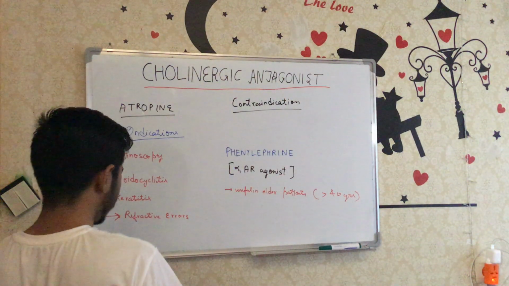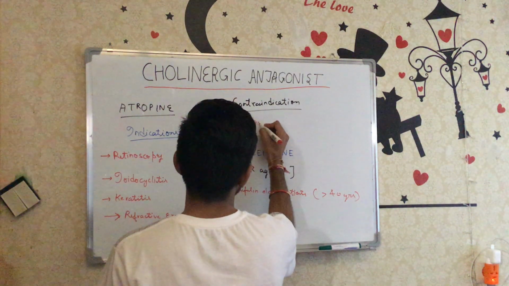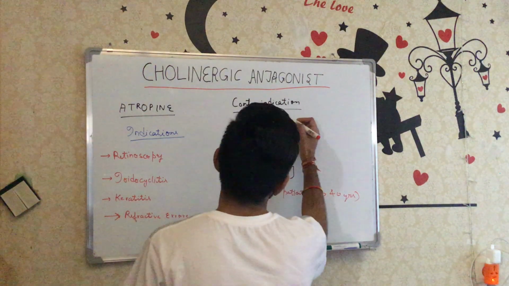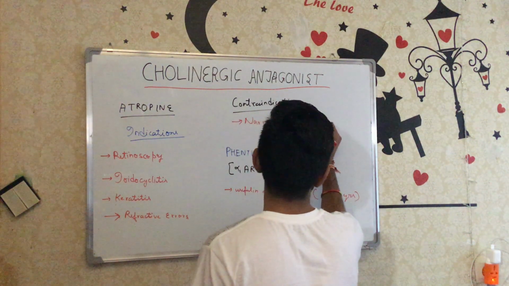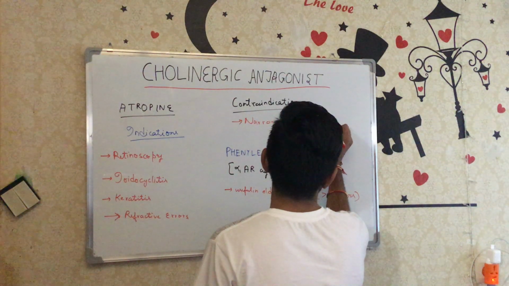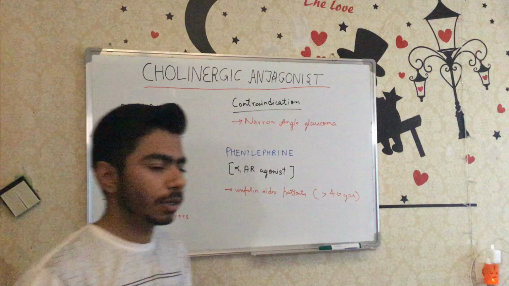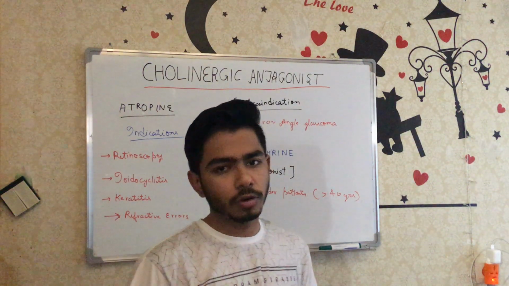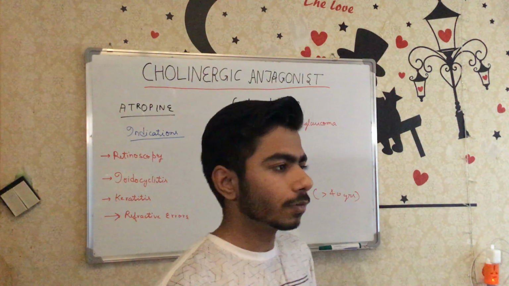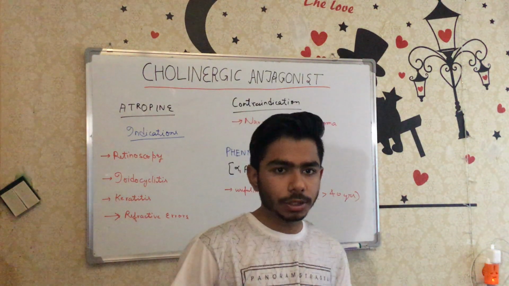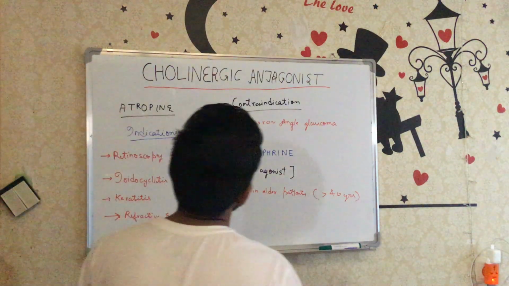We can't use this drug in narrow angle glaucoma or wide angle glaucoma also, but more specifically the narrow angle glaucoma, because it would cause much further complications over there. So ophthalmologists usually make sure that the patient is not suffering from any kind of glaucoma, more specifically the narrow angle glaucoma, because it would cause much more complications rather than relieving the patient.